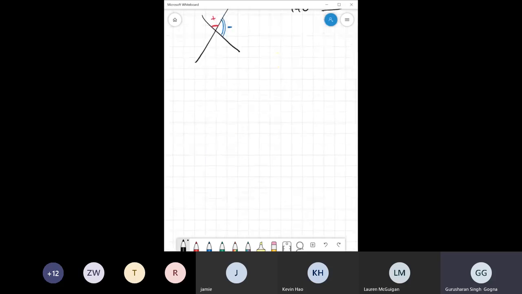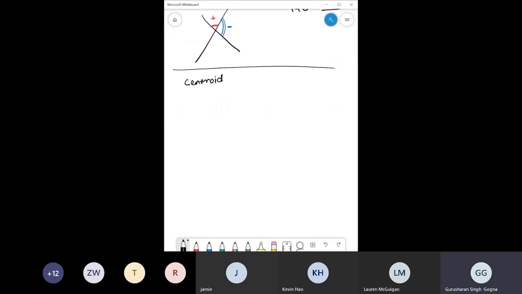Okay, so the next important thing is about centroid. What do you mean by centroid? So centroid is the point of intersection of the medians.